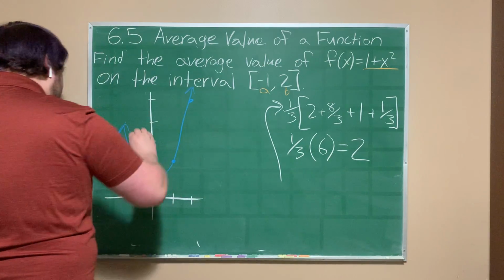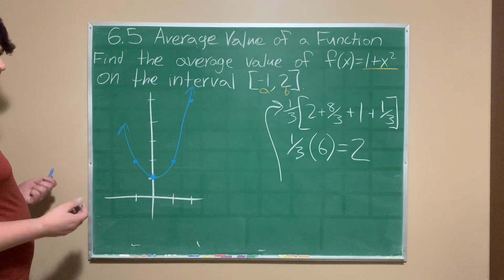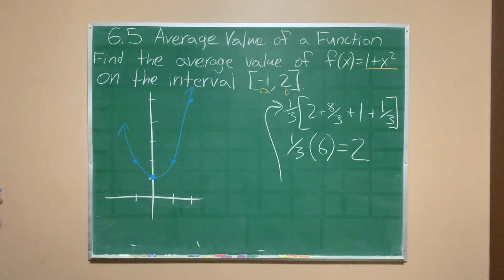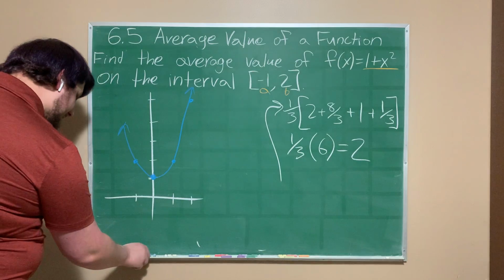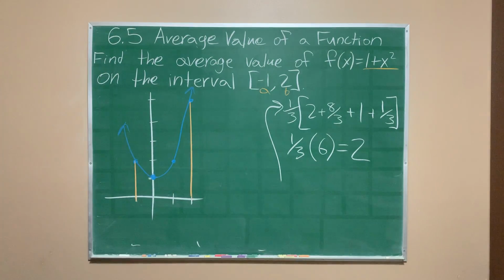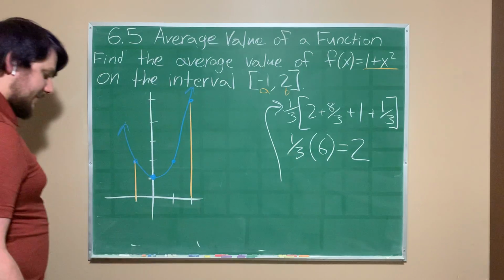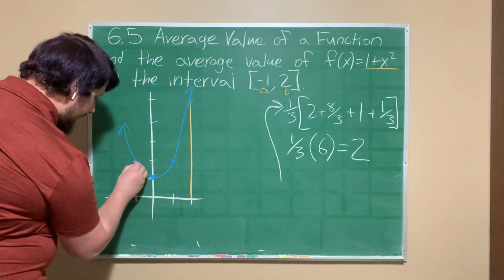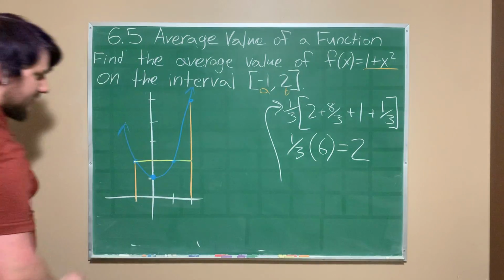And of course it does continue on in both directions, but the important parts are between -1 and 2 for this problem. So we are looking at the values between -1 and 2. All right, and what we found is that the average value of this function here should be exactly 2. That means the average height, or the average y value, should be y equals 2.